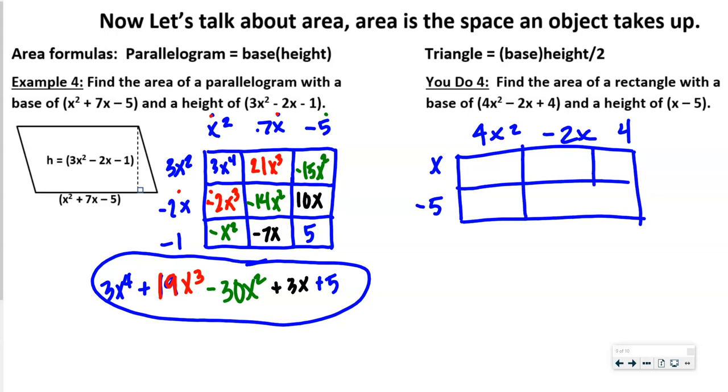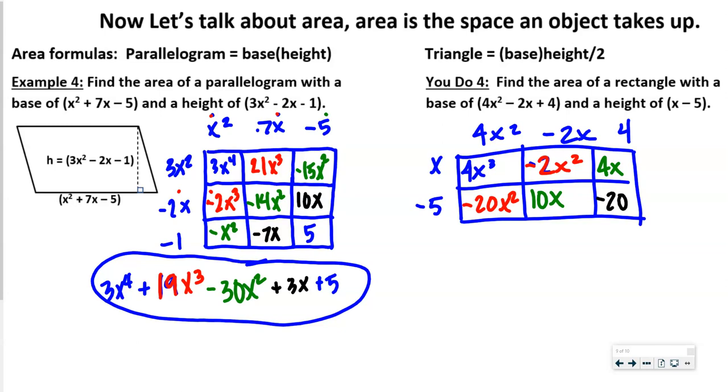So we got our terms here, right? Again, x times 4x squared is going to be 4x to the 3rd, okay? Then we're going to multiply negative 2x times x. That's going to be negative 2x squared. 4x squared times negative 5 is going to be negative 20x squared. Then we got our 4 times x, so that's 4x. We got our negative 2x times negative 5, so that's going to be 10x. And then we've got our 4 times negative 5, so that's going to be negative 20.